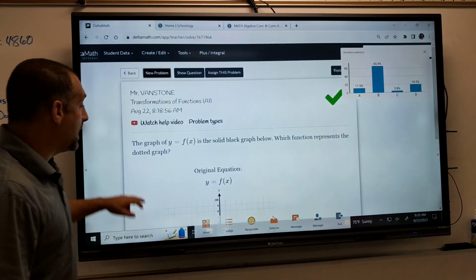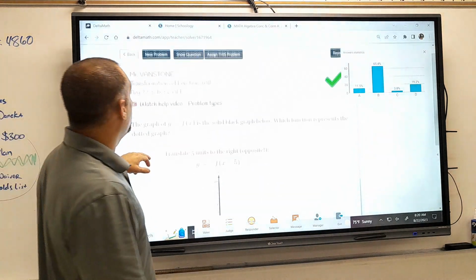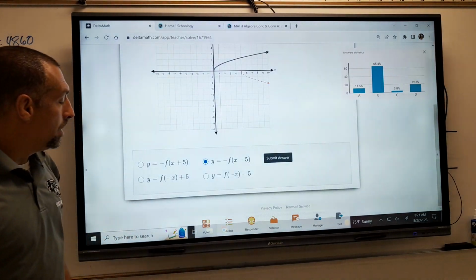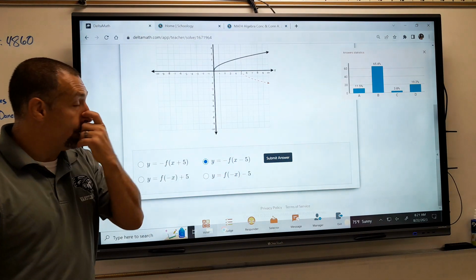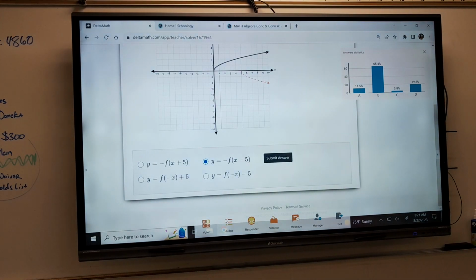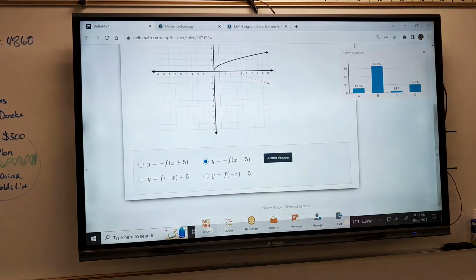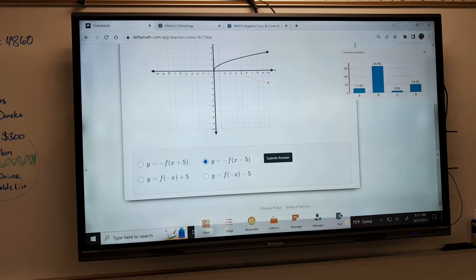But still not 80%. Many chose D. I don't understand why. Let me see. Why did we choose D? Oh, guys, we didn't do the negative on the inside. I have it on the board, what it does. It flips it laterally. If you had f of -x, it would flip like this. We haven't done an example of that other than me showing that on the board. We may get to that at some point.